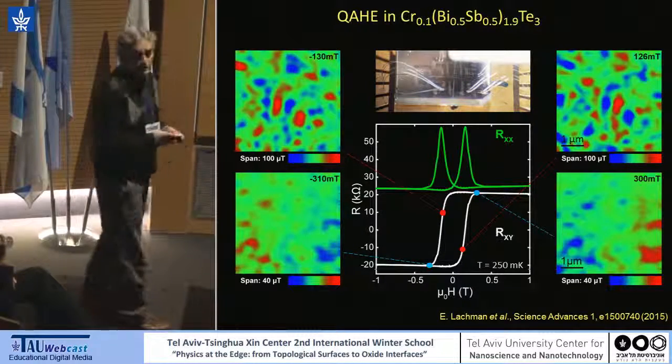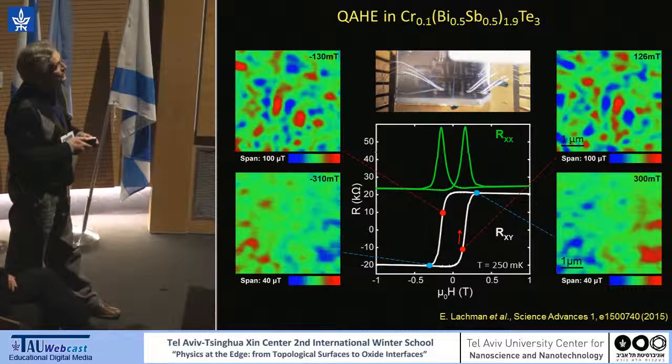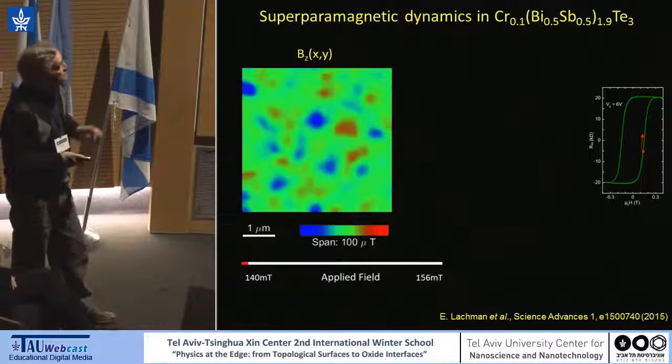So now, in order to see what actually happens, I'll show you a movie. As we go along this magnetization curve, we'll sweep the field and see what happens.